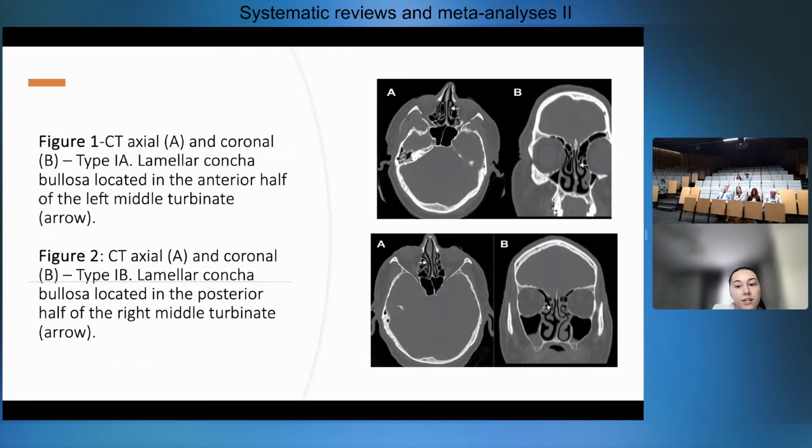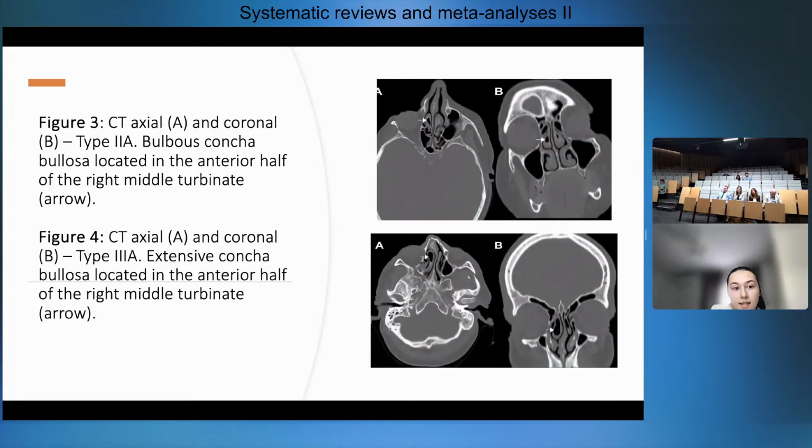In the next figures, I am presenting you the CT scans of the axial and coronal view. In the first image, we have the type 1A, where we can see the lamellar concha bullosa that is located in the anterior half of the left middle turbinate. And in all the images, the concha bullosa is indicated with the arrow, as we can see here. In figure 2, we have the type 1B, and the concha bullosa is located in the posterior half of the right middle turbinate.